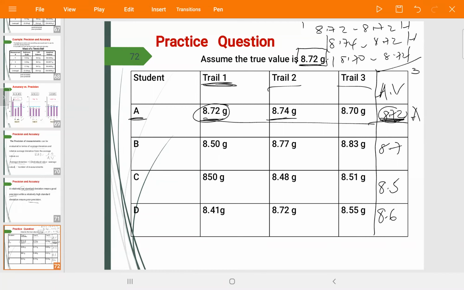All right. So this value gives us 0, this gives us 0.02, and this also gives us 0.02, because the values are absolute values. Therefore, if you divide 0.04 over 3, what is it? 0.013. All right? Exactly.